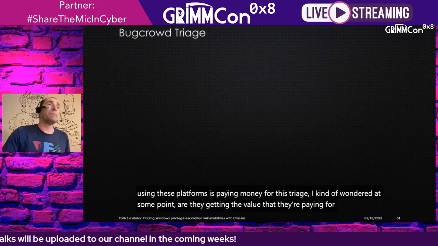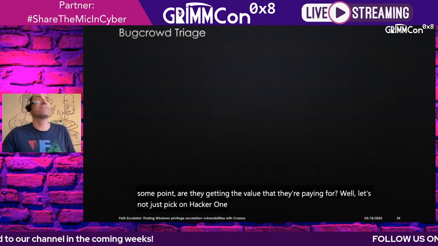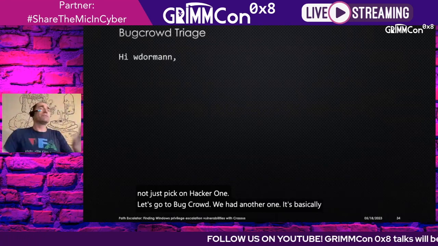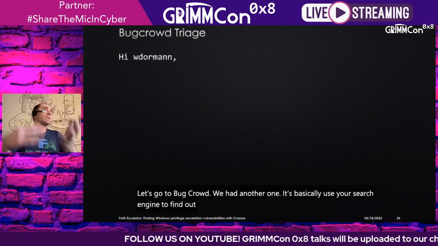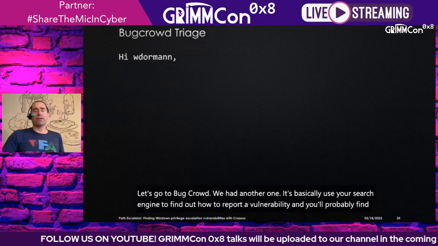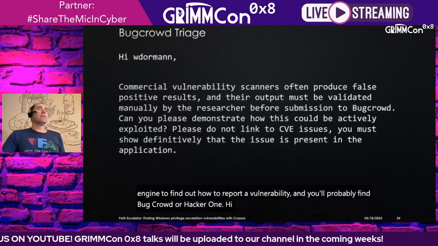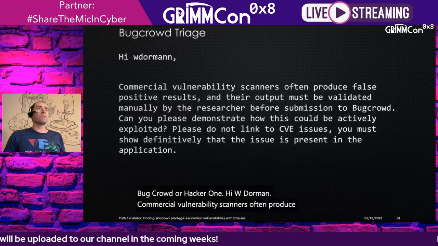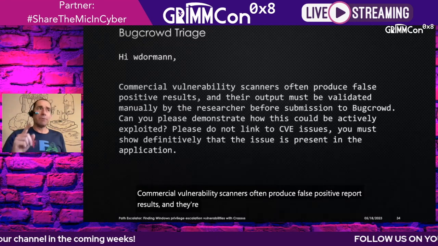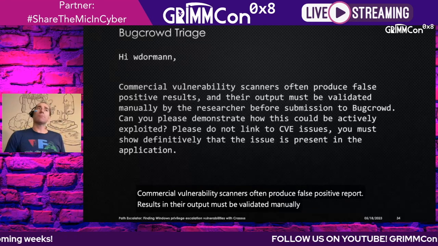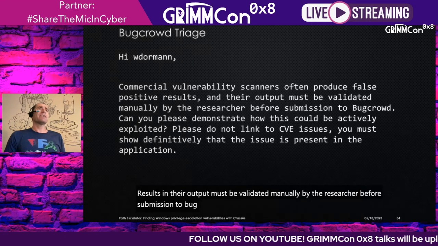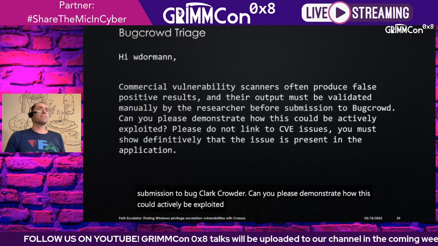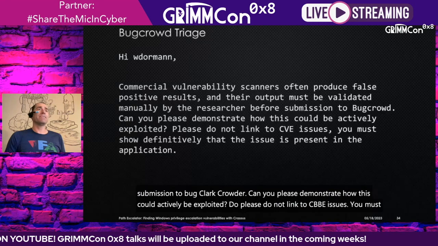Well, let's not just pick on HackerOne. Let's go to Bugcrowd. We had another one. Basically, use your search engine to find out how to report a vulnerability, and you'll probably find Bugcrowd or HackerOne. "Hi, W. Dormann. Commercial vulnerability scanners often produce false positive report results, and their output must be validated manually by the researcher before submission to Bugcrowd. Can you please demonstrate how this could actively be exploited? Please do not link to CVE issues. You must show definitively that the issue is present."